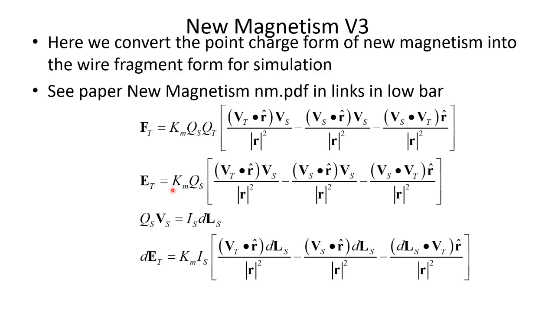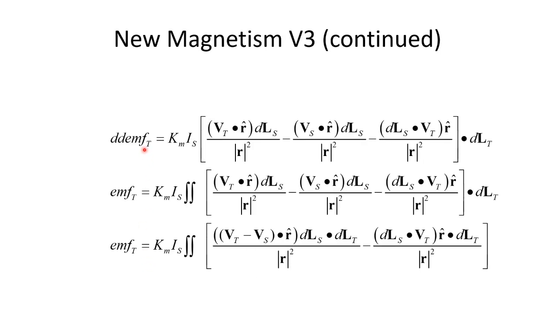Okay, and then next we want to substitute charge velocity with current times fragmentary length. I call the differential length of a conductor a fragment. And then we end up with a delta or derivative or differential ET. Okay, and then we do this, and we do this, so we end up with this here.